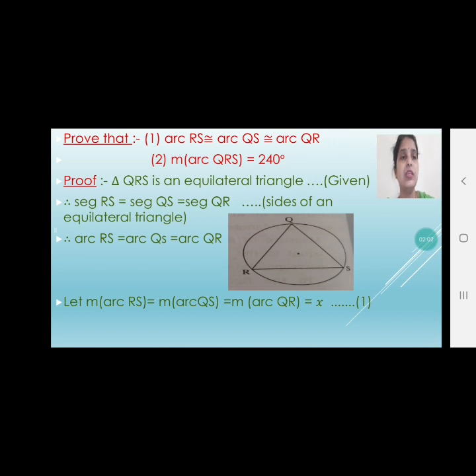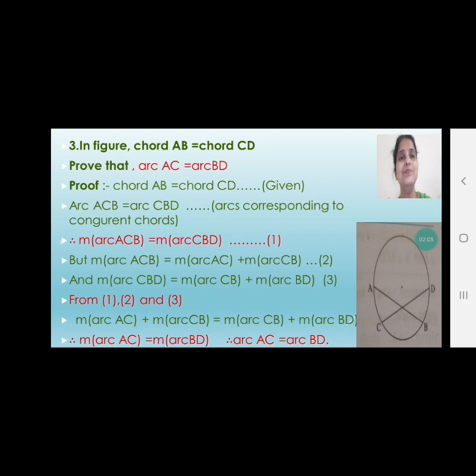Now we move on to the next problem. Last problem, chord AB is equal to chord CD. Okay, and we have to prove that arc AC is equal to arc BD. Okay, we start with the proof. Chord AB is equal to chord CD. Okay, so arc ACB will be equal to arc CBD. Okay, arcs corresponding to congruent chords, right? So measure arc ACB is equal to measure arc CBD.